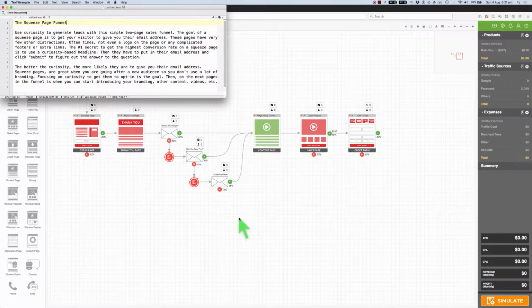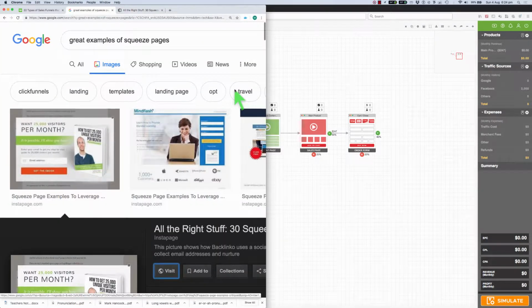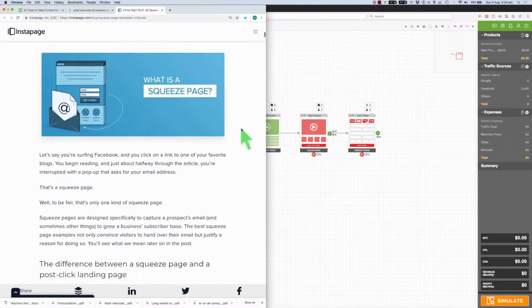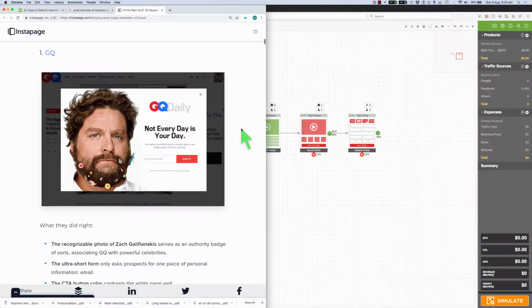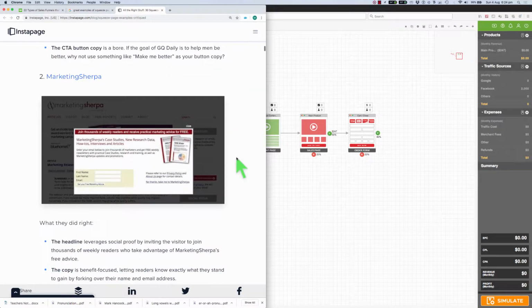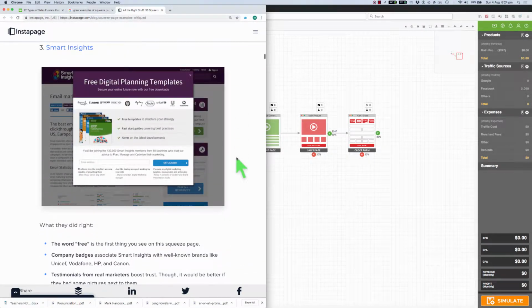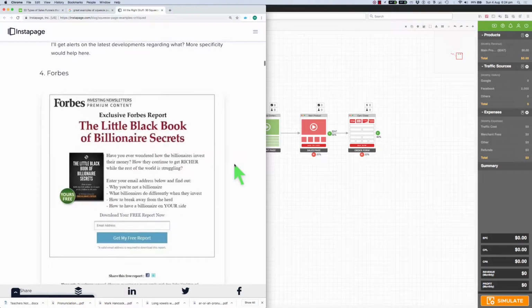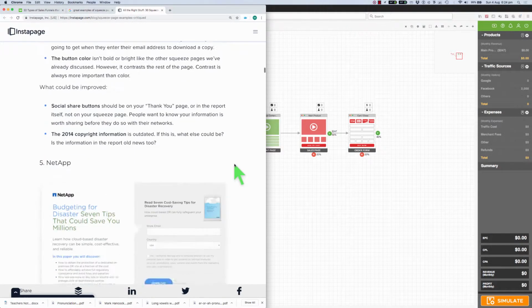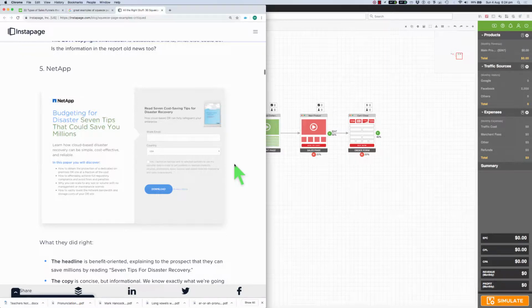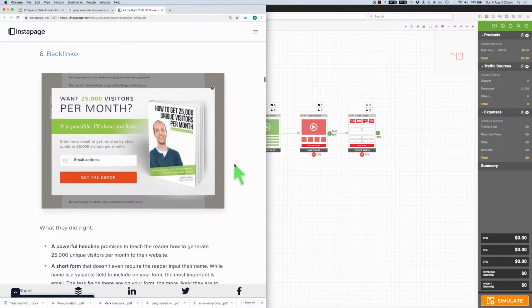So squeeze page funnel. What are some examples of great squeeze pages? Well, a quick Google search will help you out here, and just looking on the Insta page just for some examples. So the idea is to generate curiosity and make it very, very simple for someone to give you their email address. There's one from GQ, Marketing Sherpa. This one's a bit busier, but the point is that you are trying to get people's email addresses. One from Forbes, and a fairly basic one from NetApp. Maybe this one would be attractive to your customers. Okay, so that's a squeeze page.